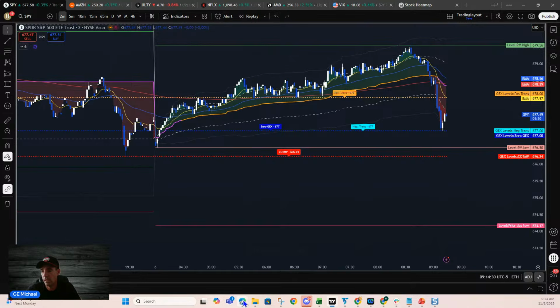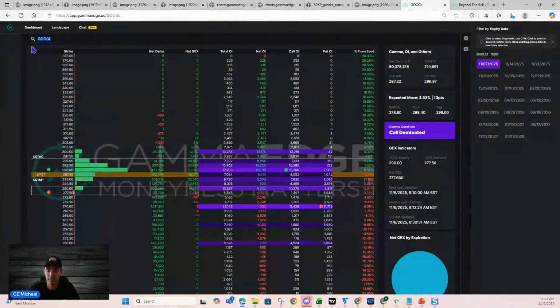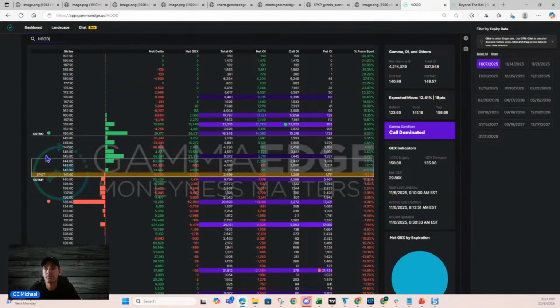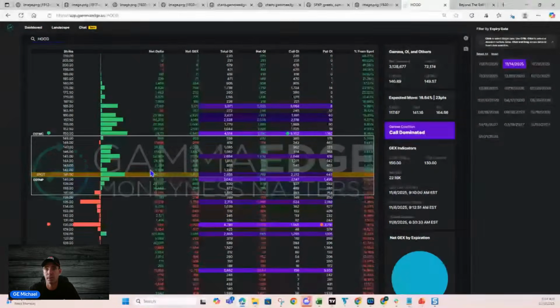So Hood and Reddit, sure. Hood: bottom of transition, call dominated, so structure supportive, but we're at the bottom of transition, a little bit weaker, a little bit neutral to weak status. 135 to the downside, 150 to the upside after this expiry. Transition gets very wide, so there's a little bit of uncertainty within the overall positioning, but we maintain call dominated, and 150 to the upside is PGEX and COI. So structure looks good on Hood. You're just within the overall transition area though.